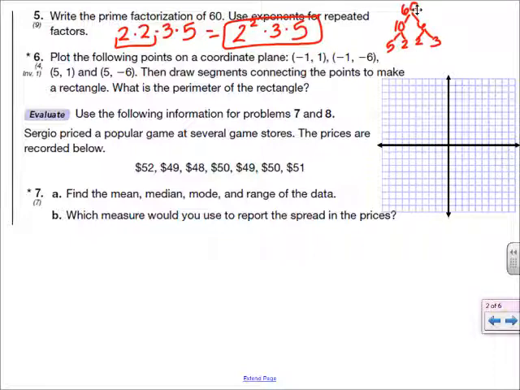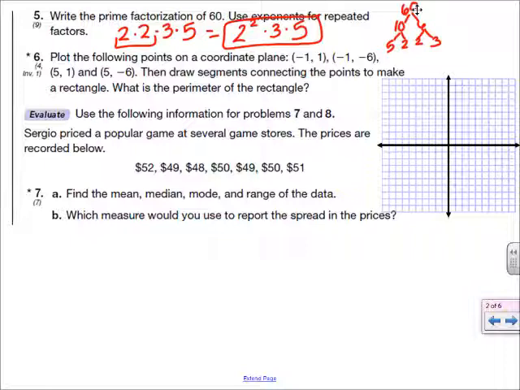Number 6 says plot the following points on a coordinate plane. If you have graph paper, great. You can ask for some in class, or you can get the worksheet off Facebook as well and print this off.